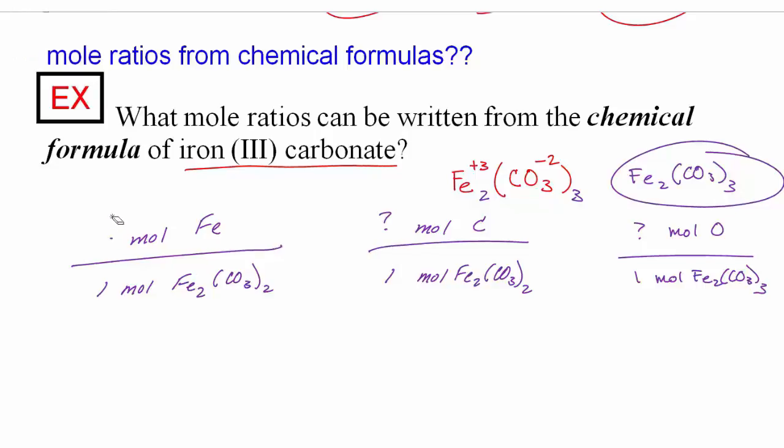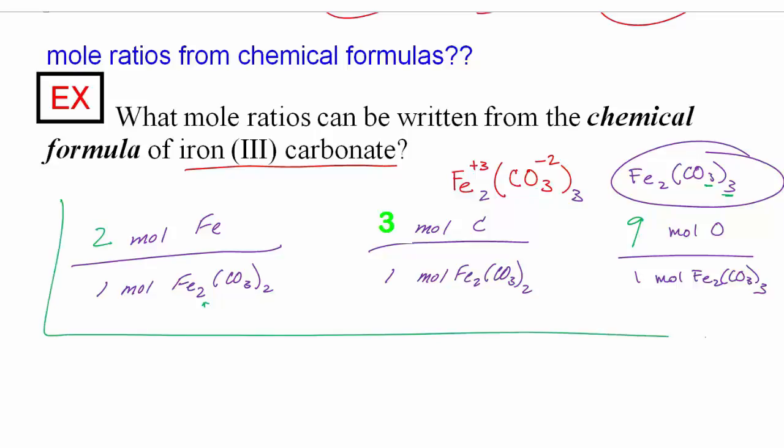Iron. How many moles of iron? You pretty much just look at the chemical formula, look at the subscript. We have 2 of them. We have 2 moles of iron for every 1 unit of iron 3 carbonate. How about carbon? Carbon is inside the parentheses. Do you see how many carbon atoms you have? How many oxygen atoms do you have? 3 times 3 is 9. 9 oxygen atoms for every 1 unit of iron 3 carbonate. So that means you'd have 9 moles of oxygen for every 1 mole of iron 3 carbonate. So there's my answers.